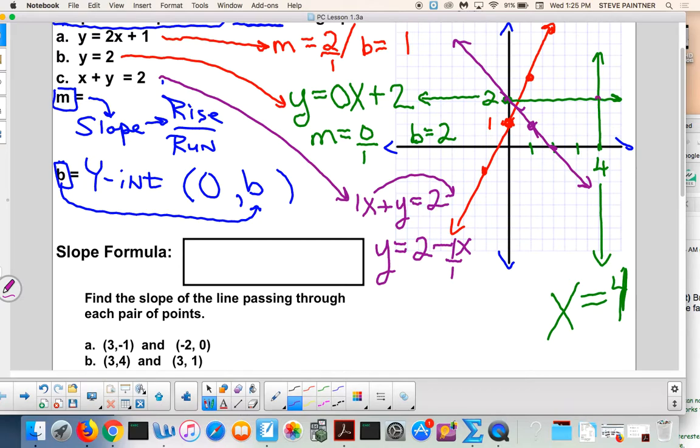Because when you think about it, guys, if you start here and you go here, how far did I fall? 2 units. I fell 2. Over, how far did I run to the right? None. So if you get a 0 on the bottom, the slope of this line is what? Undefined slope, or no slope. There's no slope to vertical lines. You have to run that way or that way to have some kind of slope.